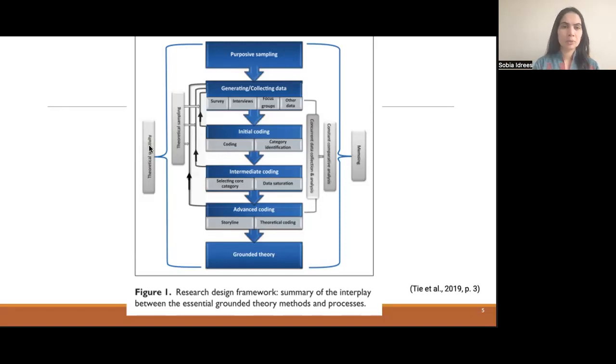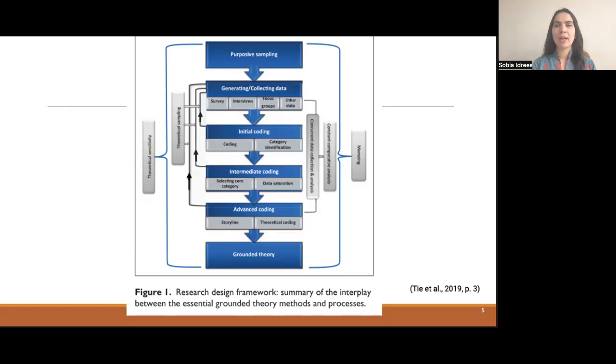Now, if you go to the, I'm pointing here on the slide, on the left-hand side, you see theoretical sampling here. I'll explain it. What is it? It is a sampling of new participants or material. Material means it's not necessarily that you are always getting data from participants. Sometimes you use additional methods, like maybe written documents. So recruitment or sampling of new participants or material that provides relevant information.